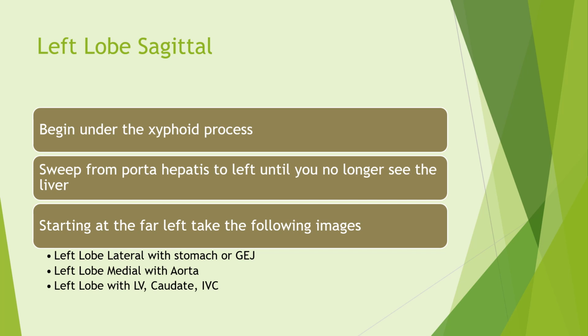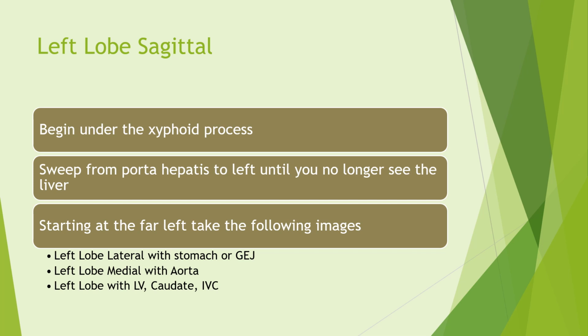You want to take images from lateral to medial. So you're going to start far left and work your way towards the IVC. And your landmarks are what's going to help you figure out where you're at. So you're going to begin under the xiphoid process, sweep from the porta hepatis to the left until you no longer see the liver, and then you want to take the following images.